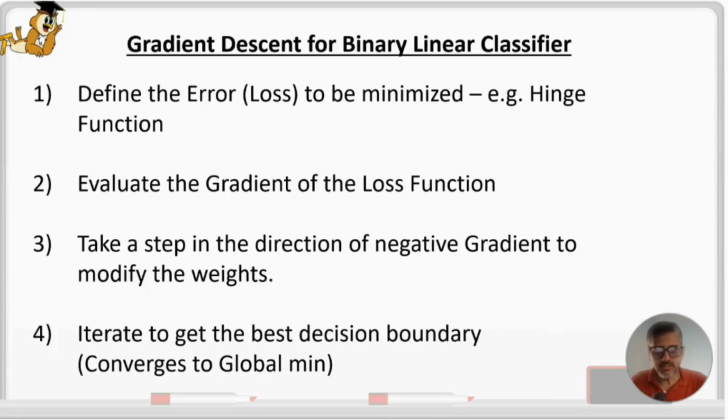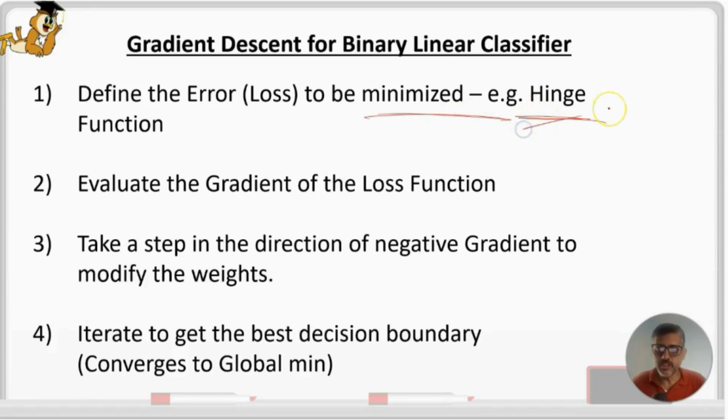We define the error function as always, called a loss function in these cases, to be minimized. You could use the hinge function or the logistic loss function. Two good candidates. You could use one of them as the loss function to be minimized, right? The mean square error, etc. are not good candidates. The 0-1 loss function is not a good candidate.